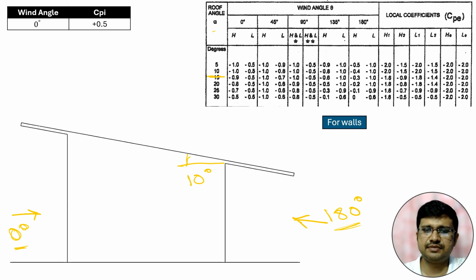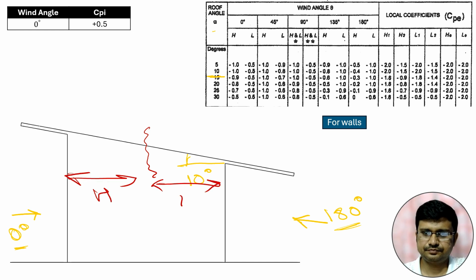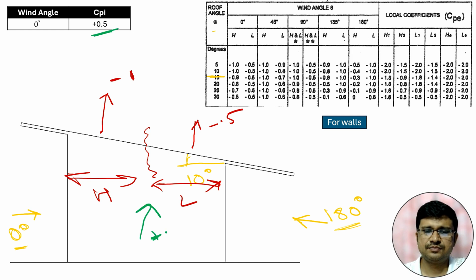Now how much is H and how much is L? Half of the roof is H and half is L. For H, the CP value is -1. For L, the CP value is -0.5. And how much is CPI? That is the internal pressure coefficient. Internal is +0.5, plus means push, it is pushing the face. So CP is -1, -0.5, and CPI is +0.5.